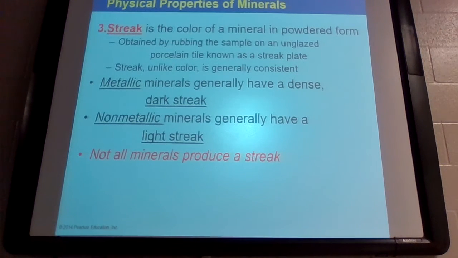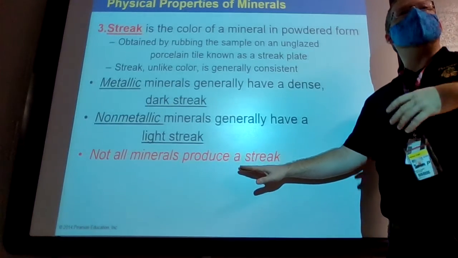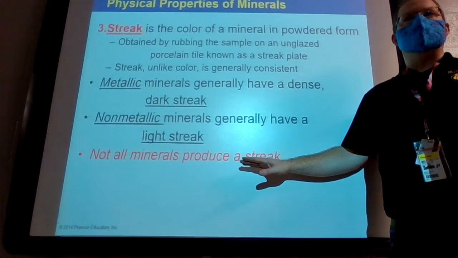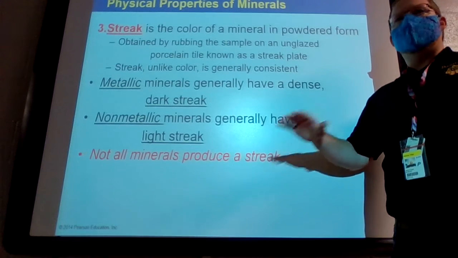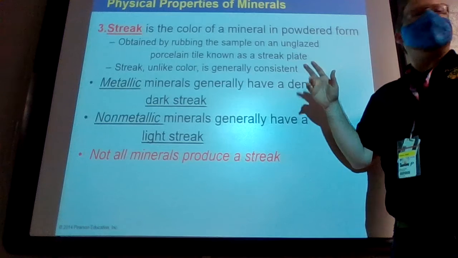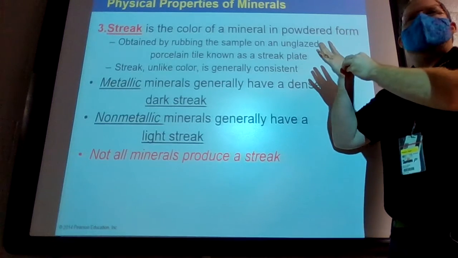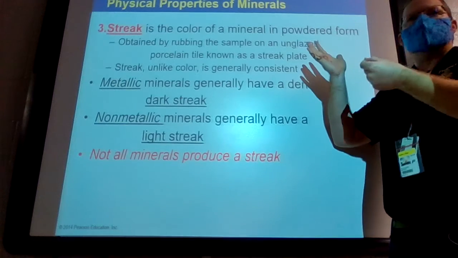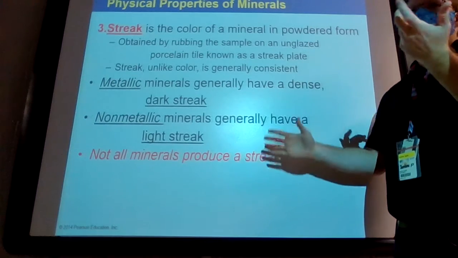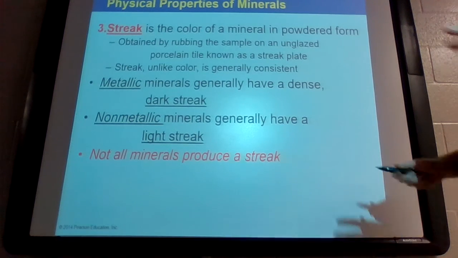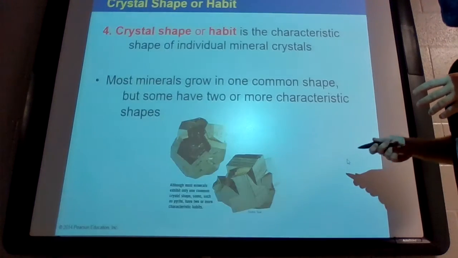At the bottom here, they do mention not all minerals produce a streak. The ones that don't produce a streak are the ones that are harder than the streak plate. The streak plate is like a 6.5. If I have a harder mineral like a diamond and I scratch it on the streak plate, it's not going to leave powdered diamond behind. The diamond's just going to leave a scratch in the streak plate, and that's not a streak. So the ones that don't produce a streak are harder than the streak plate itself.